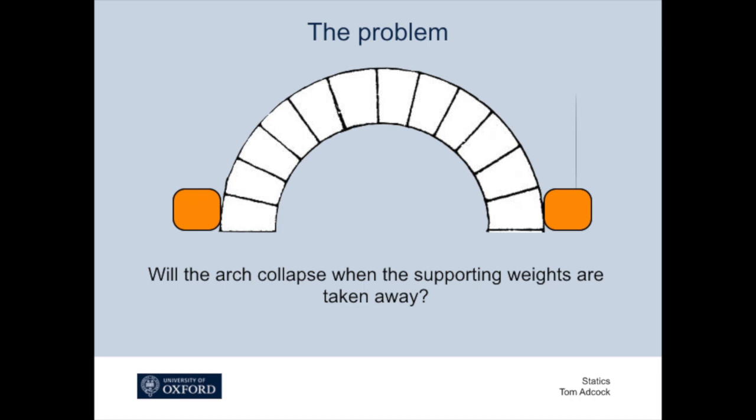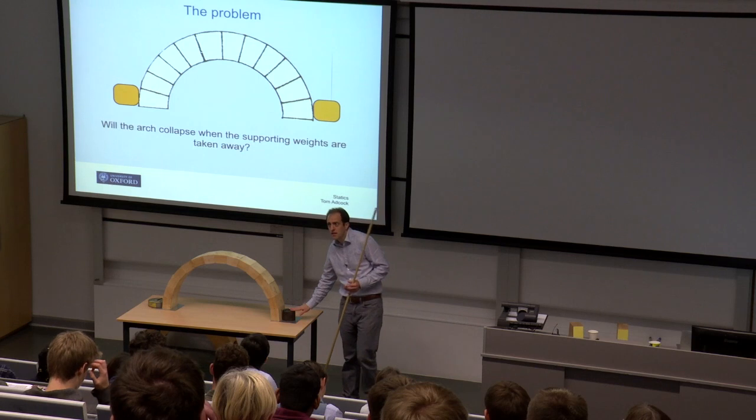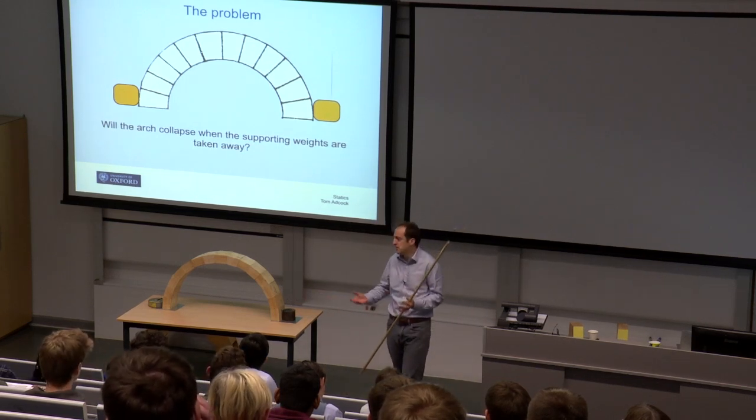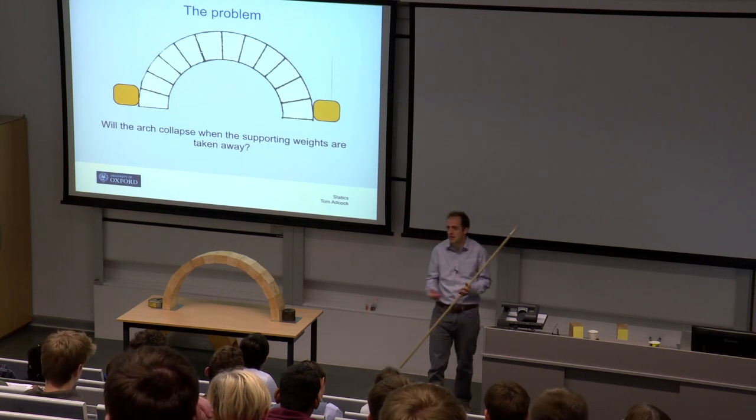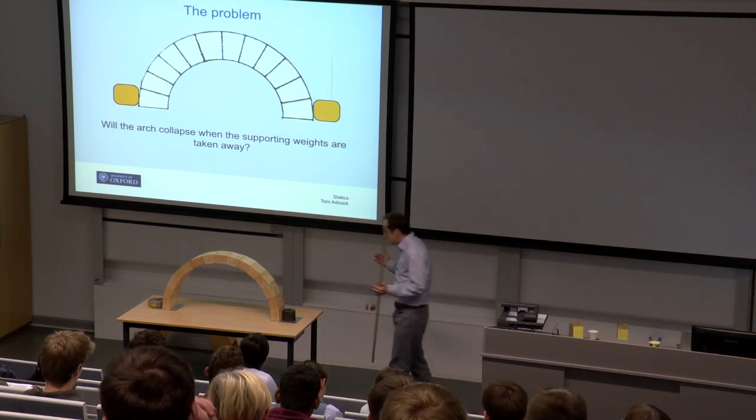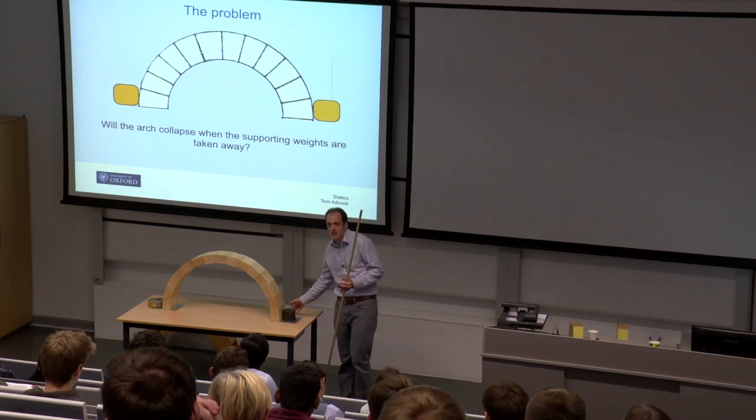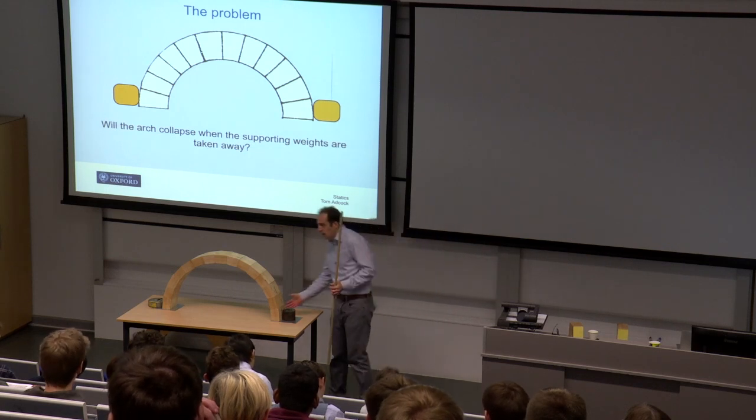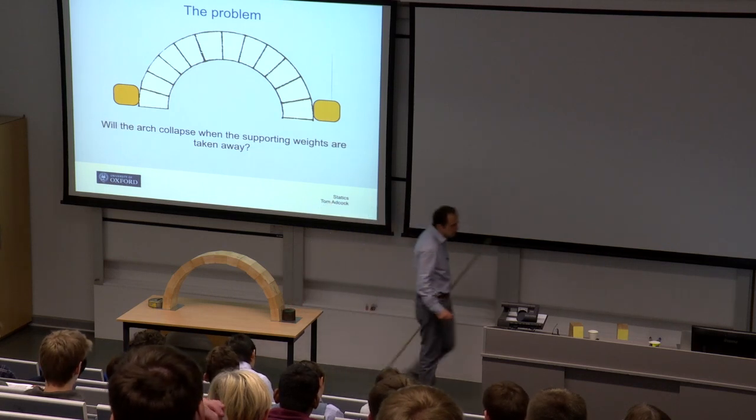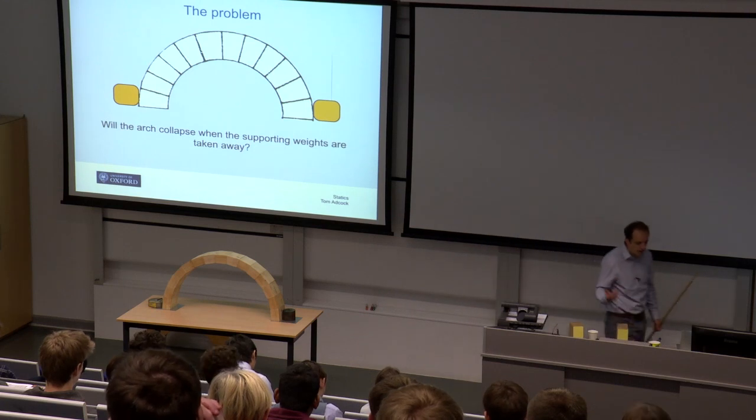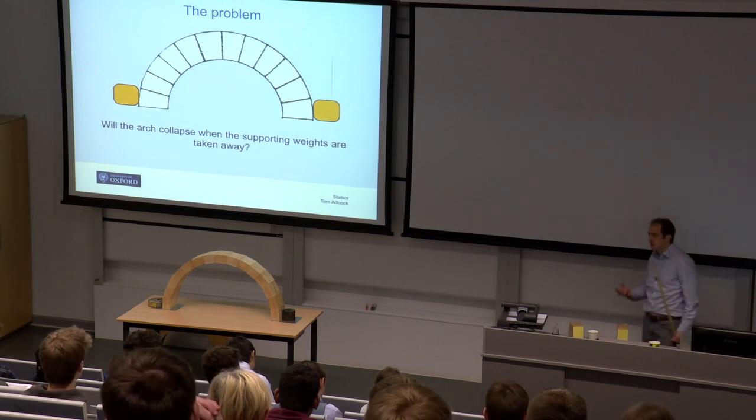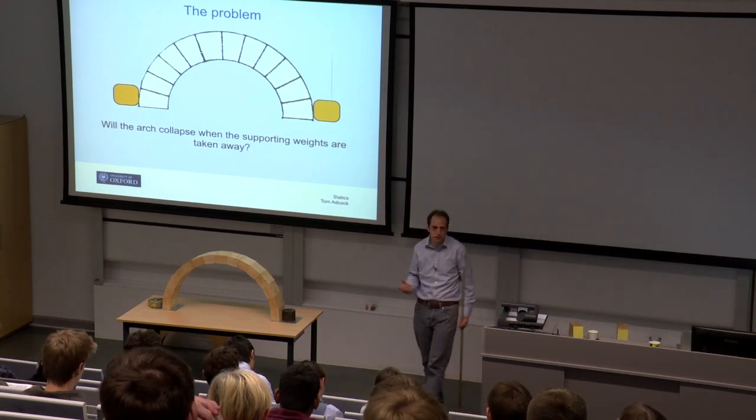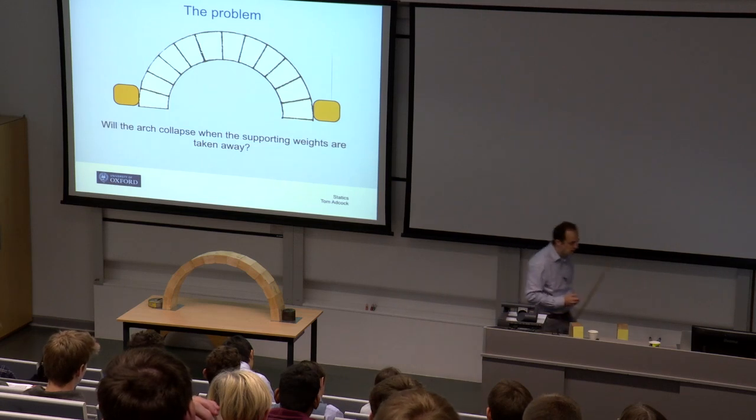So this is obviously to some extent a toy example, but this might be the sort of thing an engineer would be challenged with if you've got an arch structure and you need to maybe have access to this side. What would happen if you removed the things which are helping to hold this in? So what we need to do is find some way of modelling this structure to actually work out what's going to happen when we take away those supporting loads.